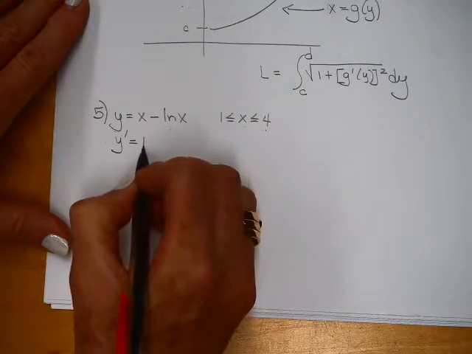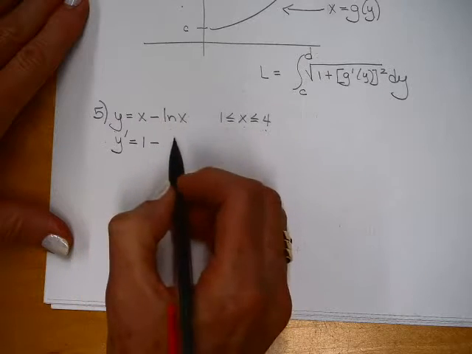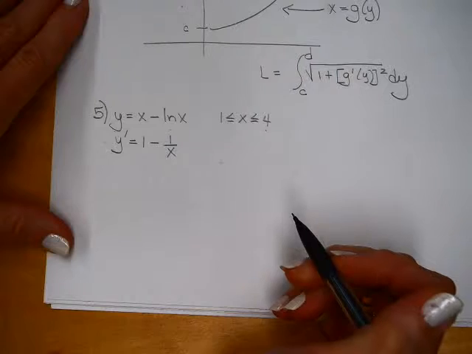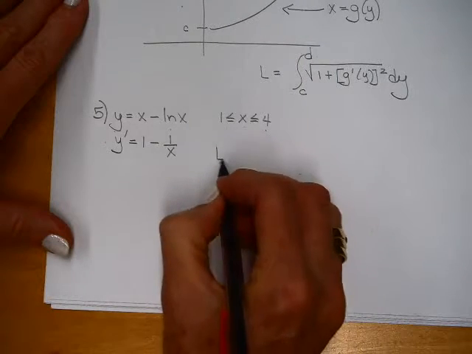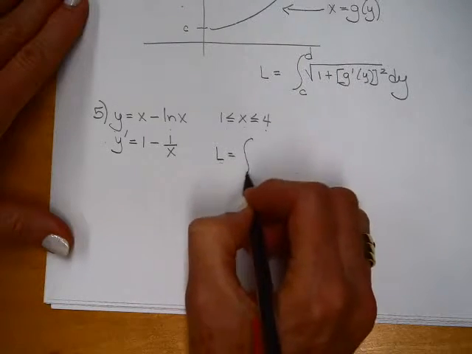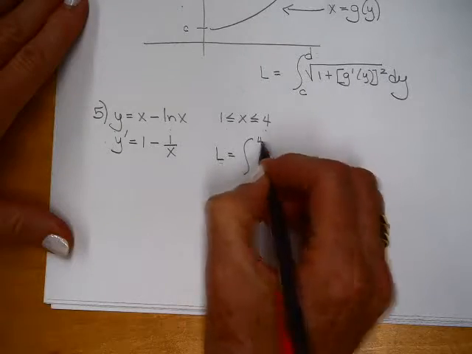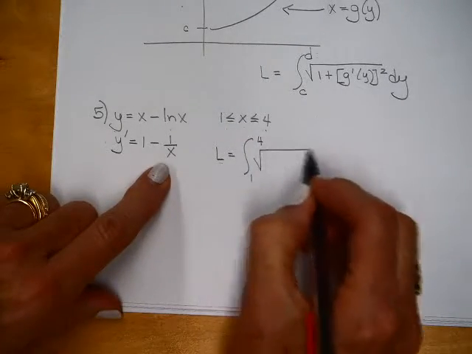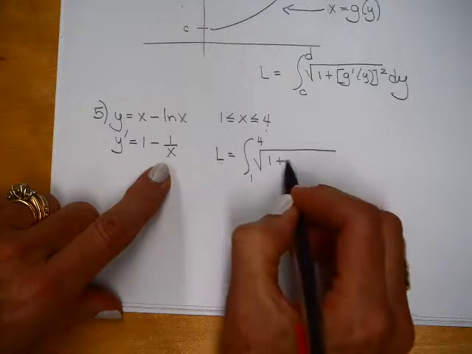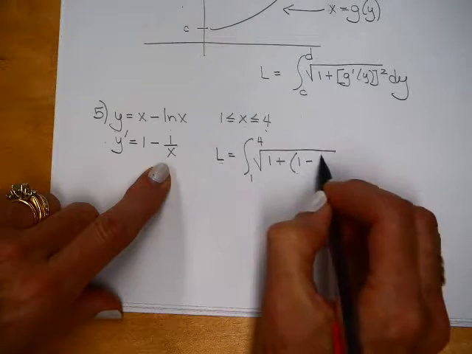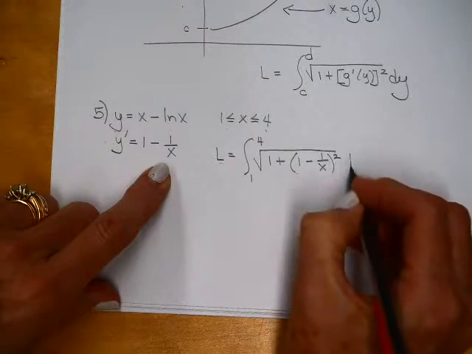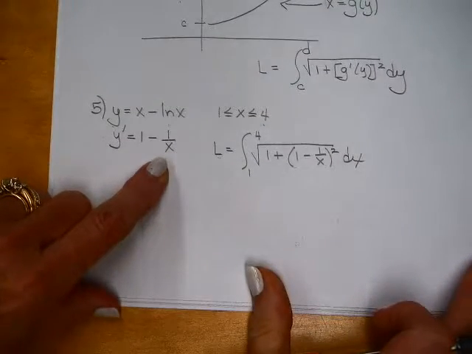The derivative of x is 1. The derivative of natural log of x is 1 over x. That's y prime. So my arc length is the integral from 1 to 4, with respect to x, of the square root of 1 plus (1 minus 1 over x) squared dx.